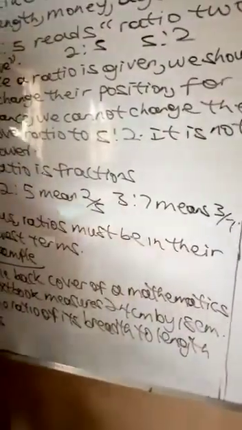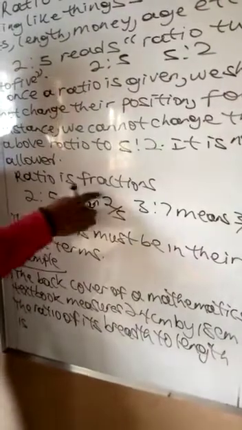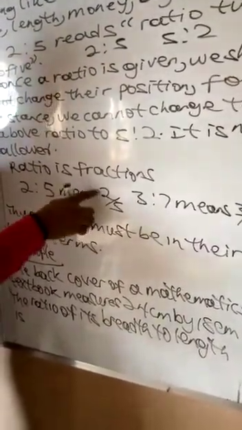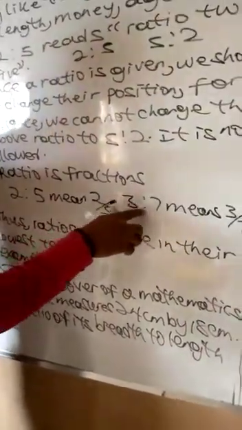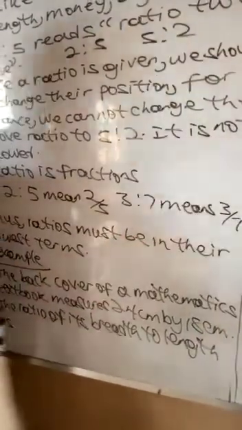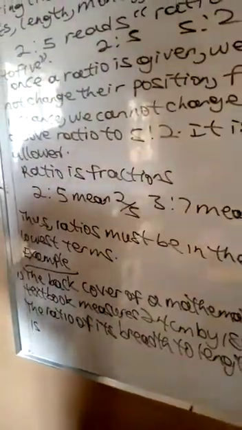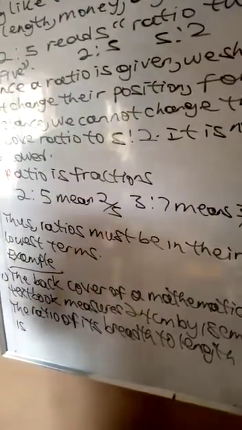Ratio is also a fraction. So what we do is express the ratio as a fraction for us to be able to solve it. So 2:5 means 2 over what? Over 5. 3:7 simply means 3 over what? Over 7. Thus, ratio must be in its lowest term. So all ratios, we express them in their lowest what? Term.